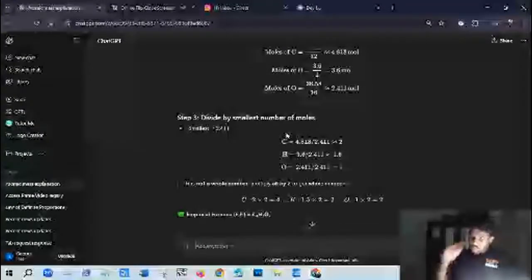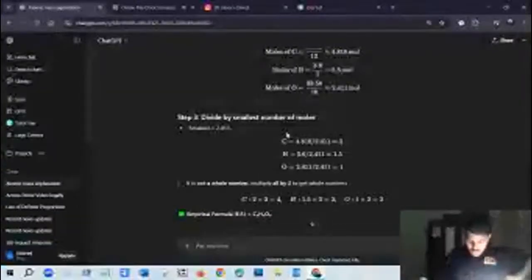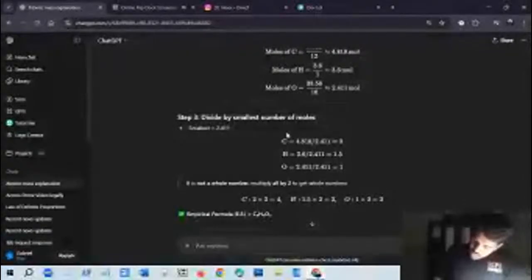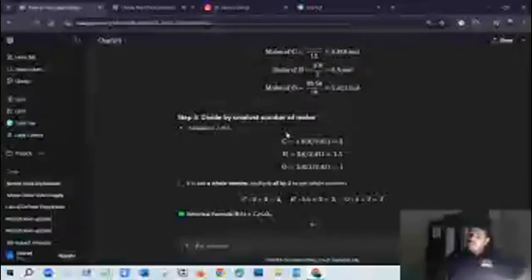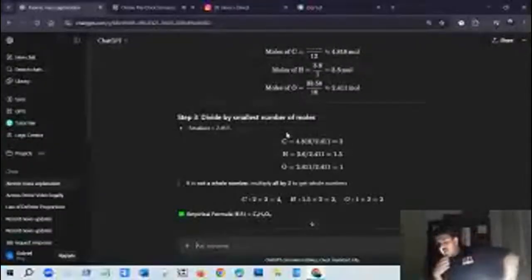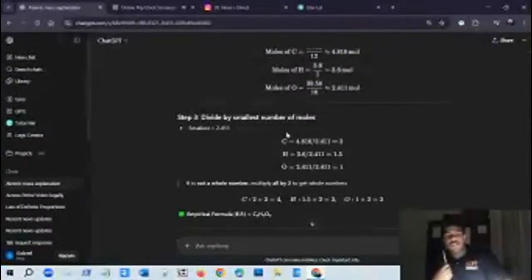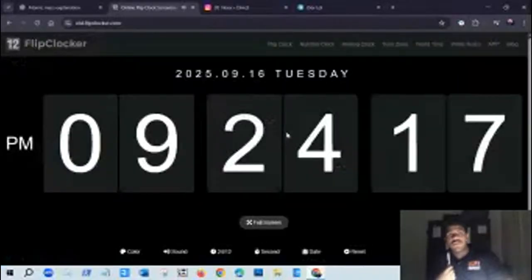Now it is the simple molar ratio, the simple whole number ratio: 2, 1.5. So we can multiply by 2 to get whole numbers, taking the 3 together with 2.